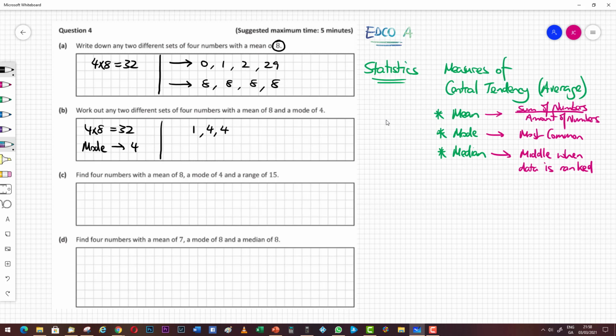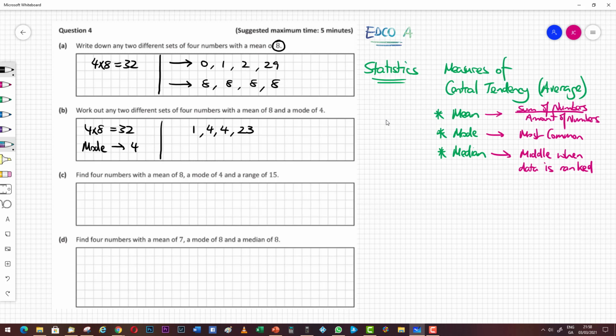And then if I add 1 and 4, that's 9. And what's left to make up 32? Well, 23. Now, the 4 of those add up to 32. 32 divided by 4 is 8. So the mean of those is 8. And the mode, the most common, is 4.